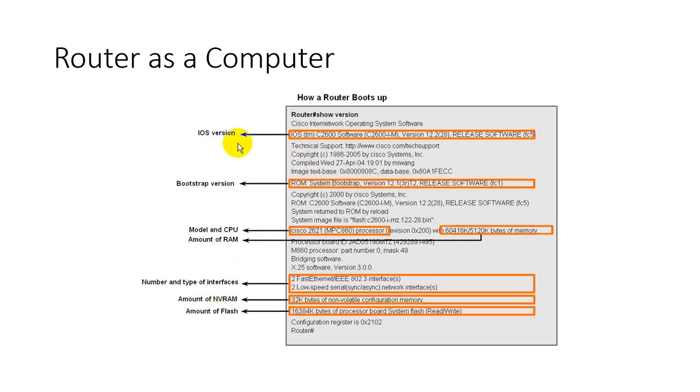As you can see here, if you run the command show version, we can see the IOS version, which is 2600 software. Similarly, we can see the bootstrap version 12.13, and similarly the model of CPU, amount of RAM, number and type of interfaces, amount of NVRAM, and amount of flash.